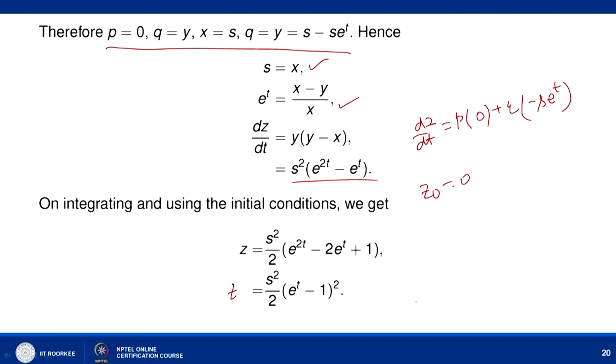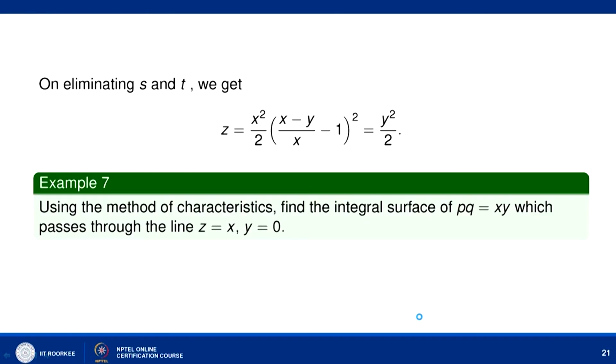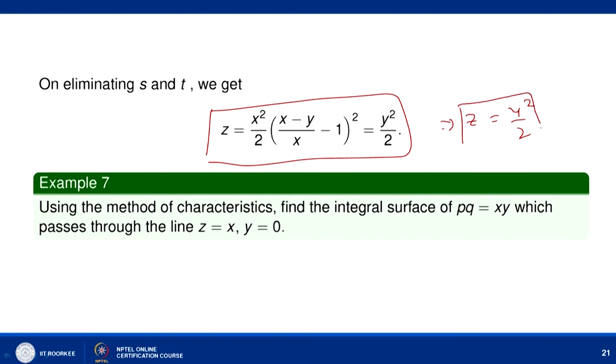Now, we already know the value of s, that is s is equal to x, and similarly you can find out the value of y from the last equation, that is y equal to s minus s e to the power t. So, we can get the value of e to the power t from this. We can see that on eliminating s and t we get the following relation, that is z equal to x square by 2 into x minus y upon x minus 1, whole square, and when you simplify it is nothing but y square by 2.